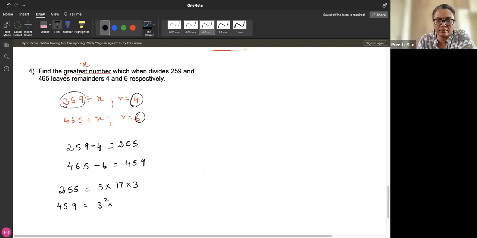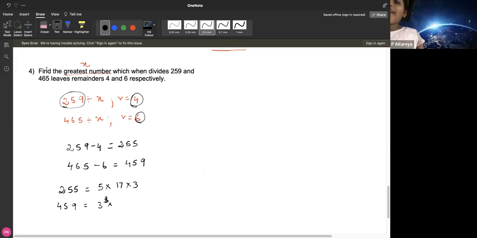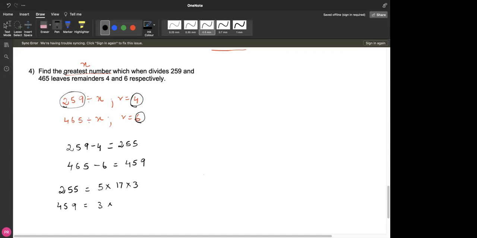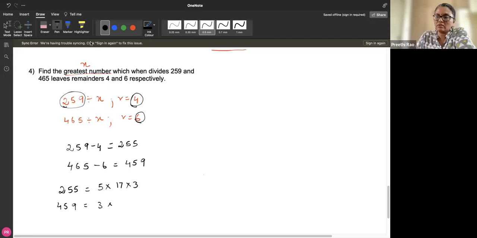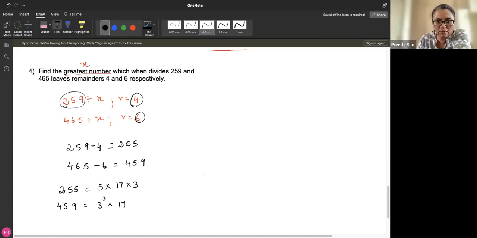3 cube. Sorry, 3 cube. Well, no, it is 3 square because 3 square is 9 and it is 9 multiplied by 51. Ma'am, it's only 3 square because 9 into 17 into 3. 3 cube, isn't it then? So yeah, 3 cube into 17.